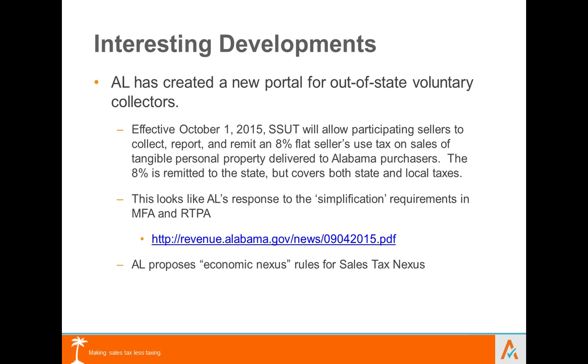There is no physical presence test in income tax, right? It's an economic nexus test. It's how much business are you doing in our state, which to a lot of people makes a lot more sense than a physical presence test. But I'm not here to discuss the politics of it.